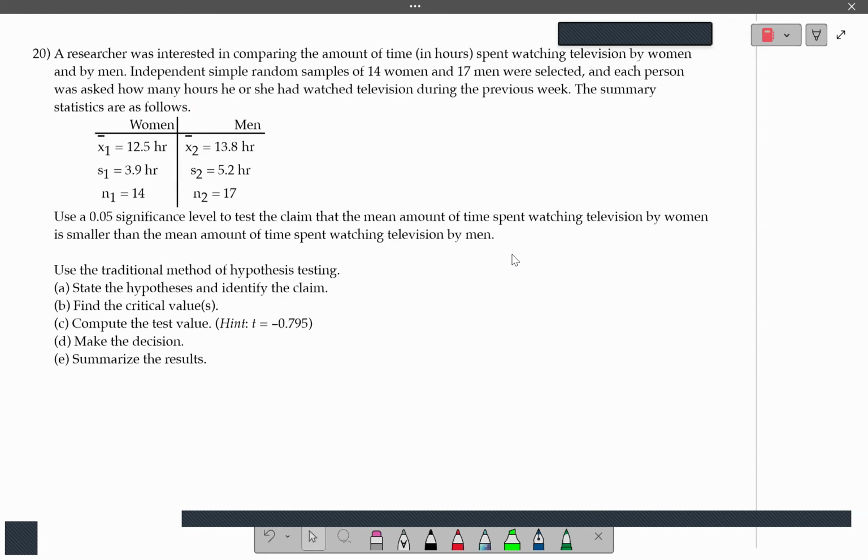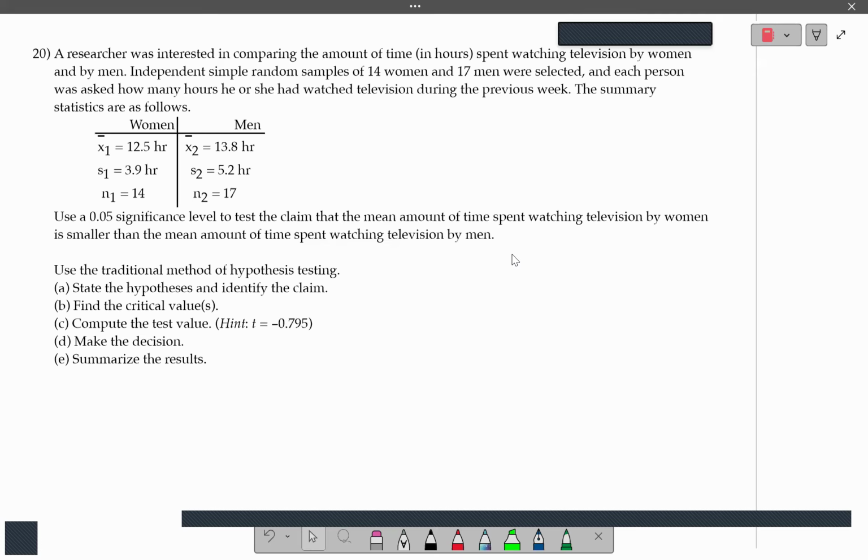Okay, my understanding here, there are 14 women and 17 men selected. The women first, they are the one, and the men, they are the two indices. And they are collecting data on how many hours he or she watched television during the previous week, all right? So they are counting the number of hours, they're giving you the standard deviation, and they are giving you how many subjects in the study, right?